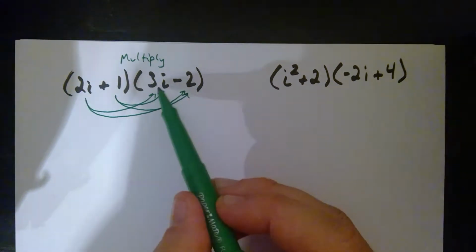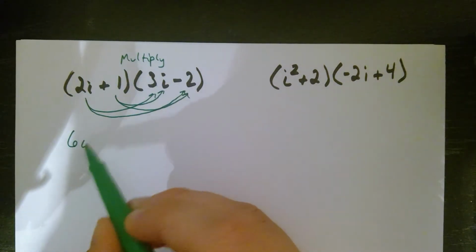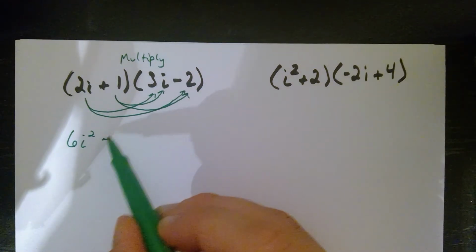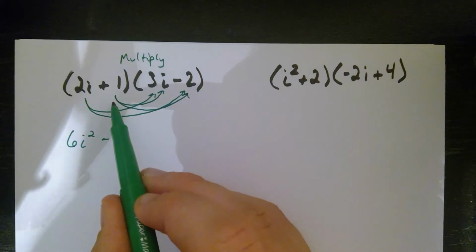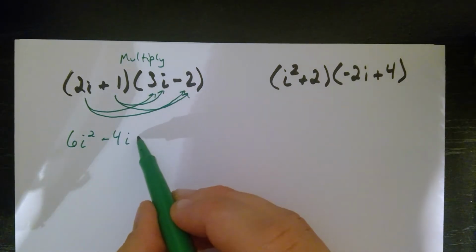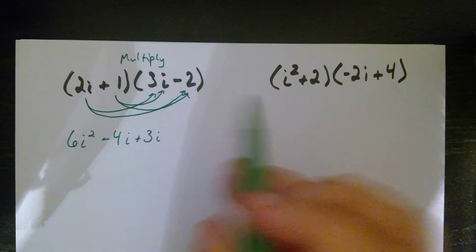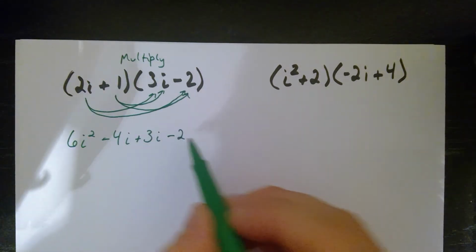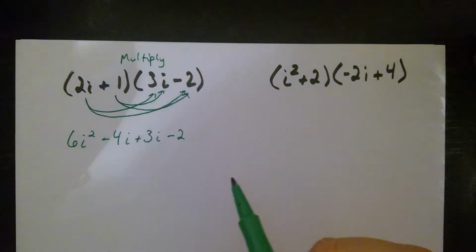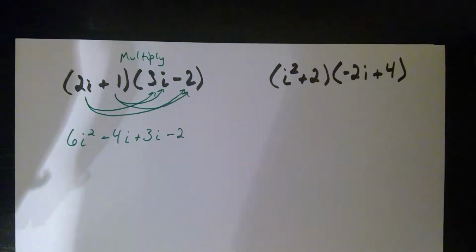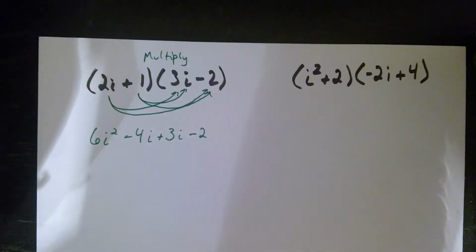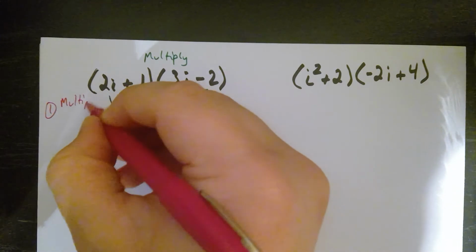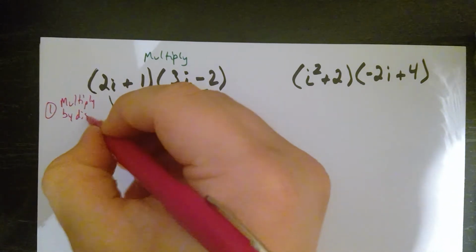So we have 2i times 3i, which gives us 6i squared. 2i times -2 gives us -4i. 1 times 3i gives us plus 3i. And plus 1 times -2 gives us -2. Okay, now the first step we did there, I'll go ahead and write that off to the side in our pink marker. Step 1 is we multiply by distribution.